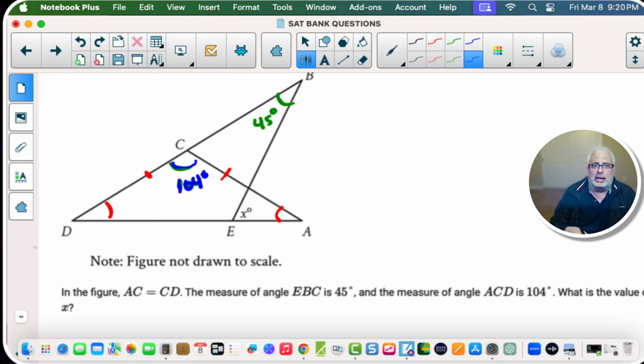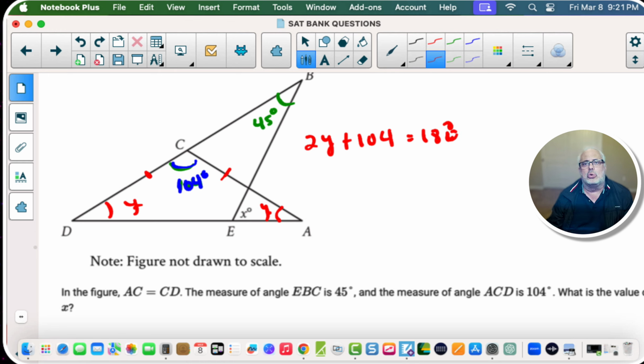For example, I can find these two congruent angles. Let's label these two angles y and y, and I can create an equation. 2y plus 104 is equal to 180, because the sum of the interior angles in every triangle is 180. So we subtract here 104 from 180.